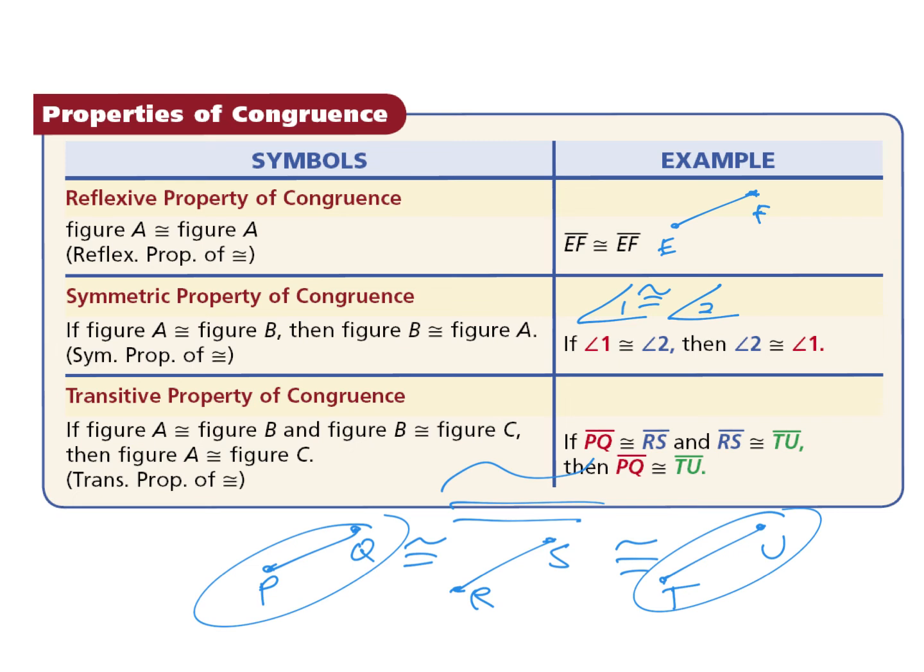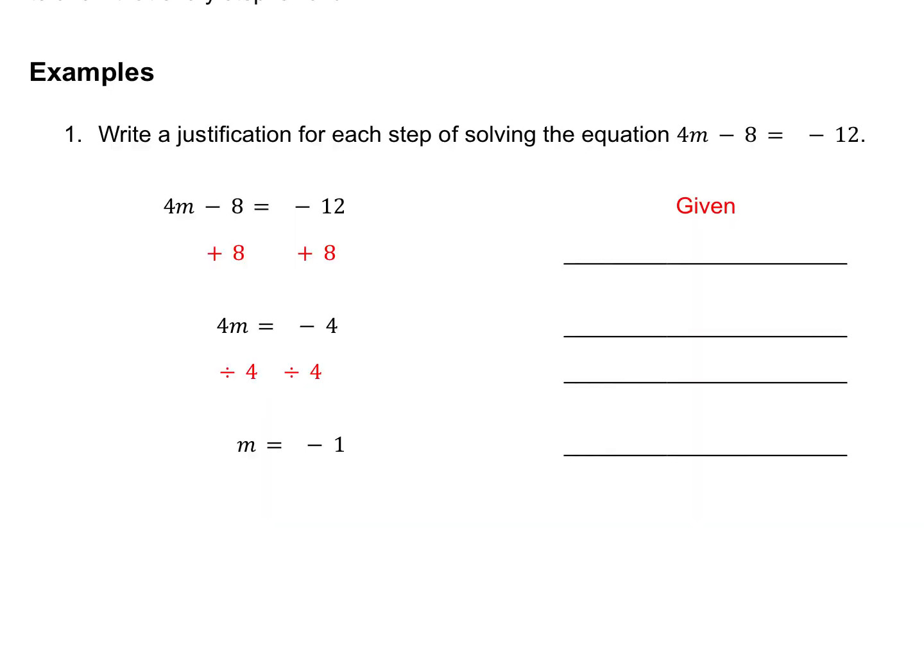So, now that we have these properties, we can go back to page 1 and look at that first example, writing a justification for each step of solving this equation. So, the equation is given, and so we just start with the word given. That's what we're given, the equation. Then what happens? You see here we add 8 on both sides in order to cancel the minus 8. This is a basic principle of solving equations. But now we have a name for it. This is the addition property of equality.